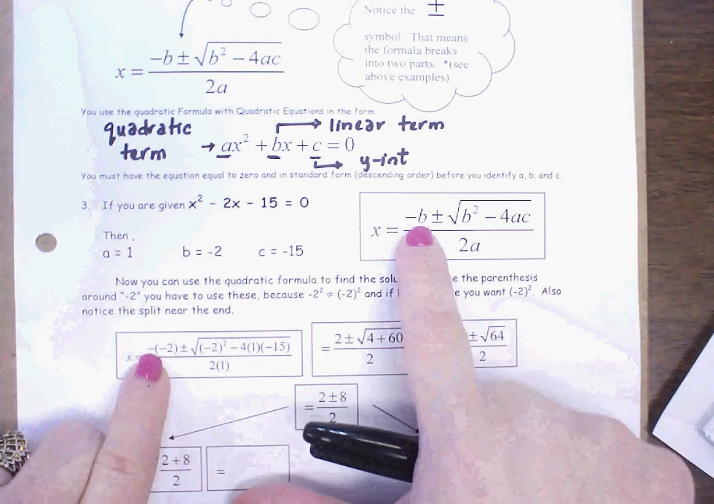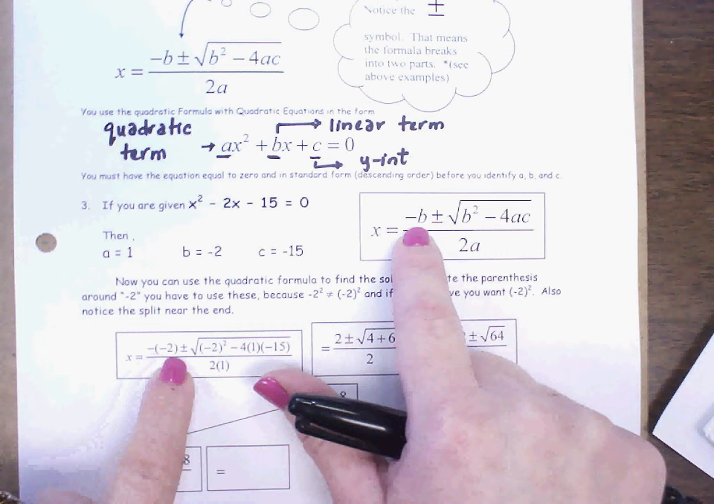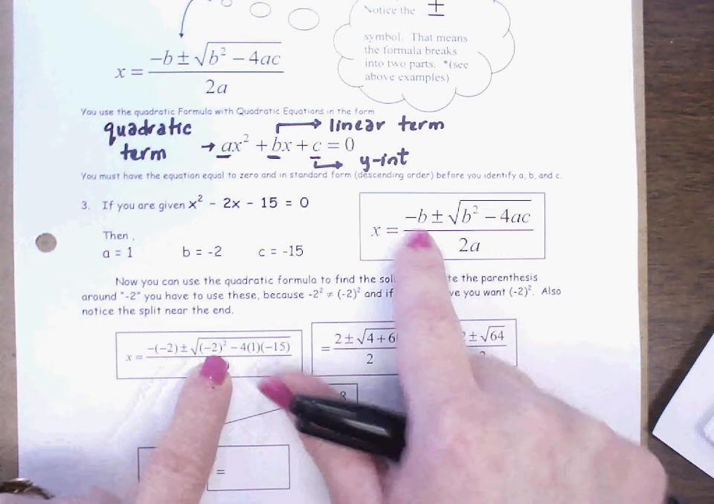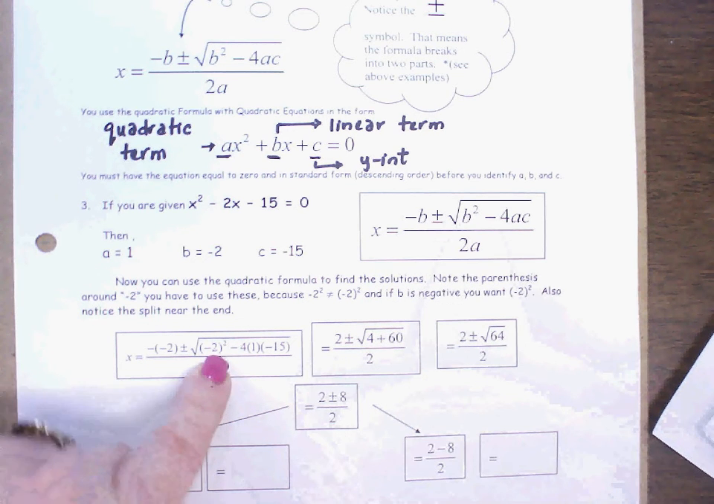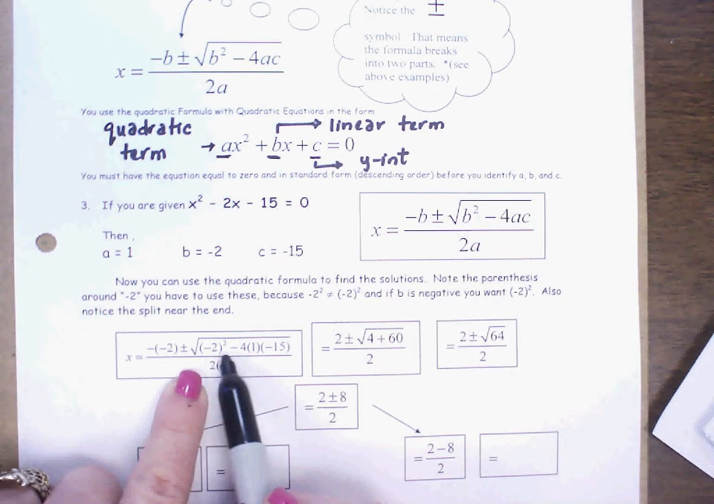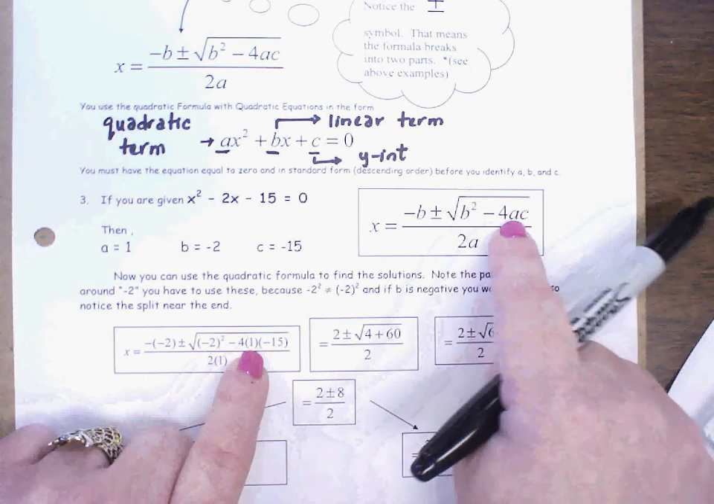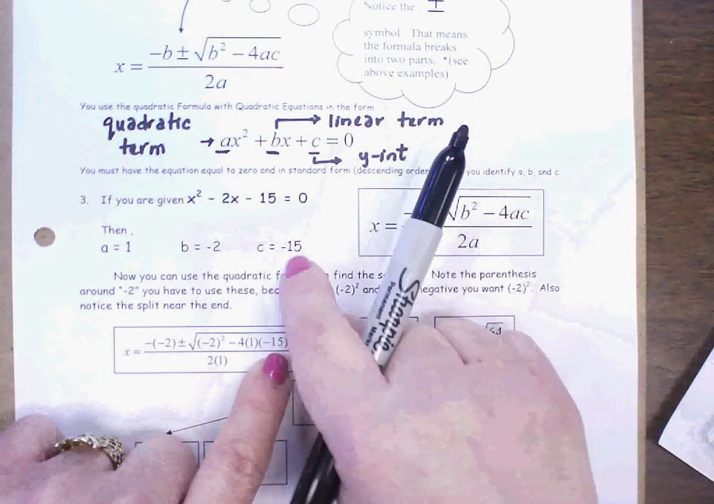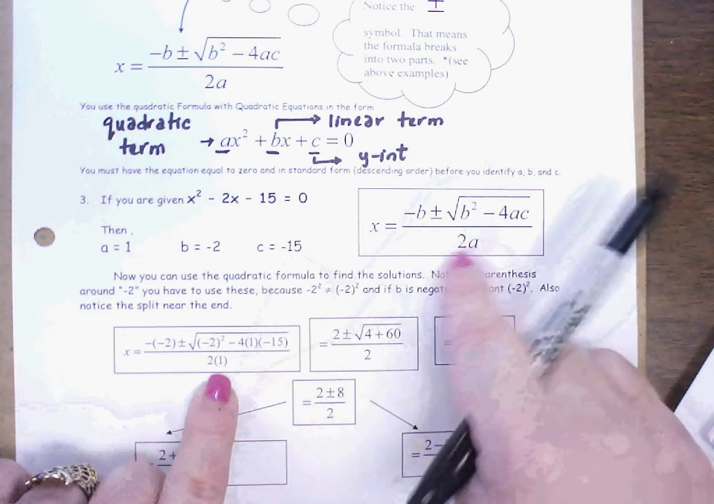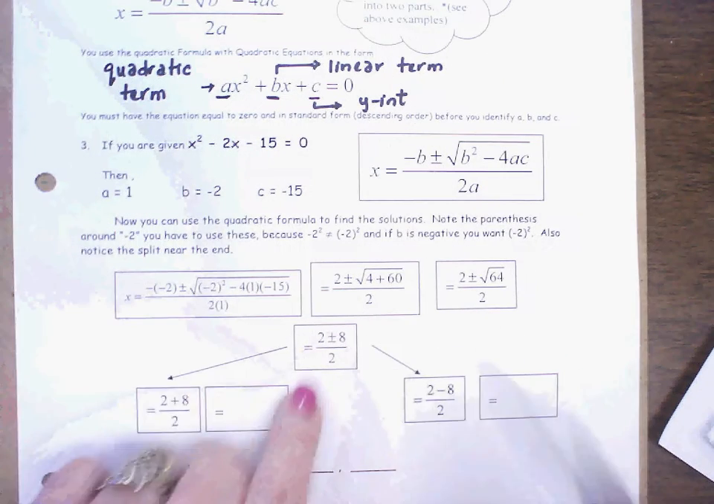After that, all you're doing is plugging in. The opposite, because the B is already negative, so you would have the opposite of negative 2, plus minus, and then when you substitute, you are always putting those numbers inside parentheses. If you don't put them inside parentheses, you're going to get something completely different. So every time you plug in, you put it in parentheses, and you write it exactly like that. B is your negative 2, so that goes in parentheses, minus 4 times A. A is 1. C is negative 15. And then 2 times A, which is 2 times 1. And then the calculator will take care of everything for you, okay?